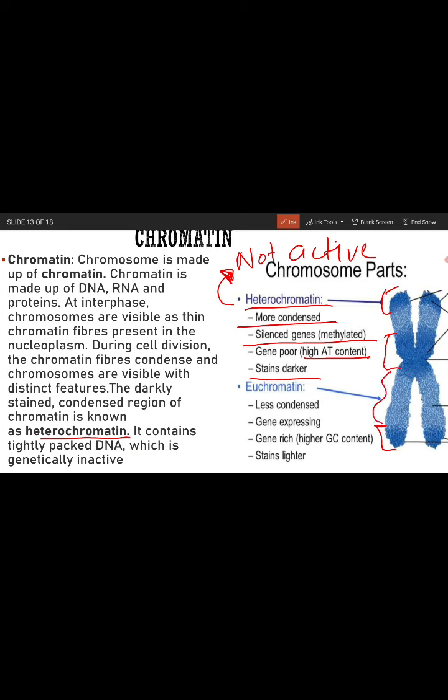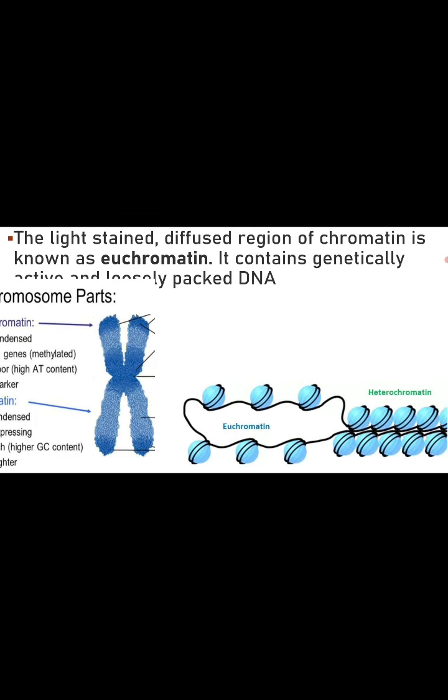While these lightly stained areas, the light blue structures, are euchromatin. They are less condensed. They express genes, that is, they are active. They have active genes. They are rich in GC content, that is guanosine and cytosine content, and stain lighter.